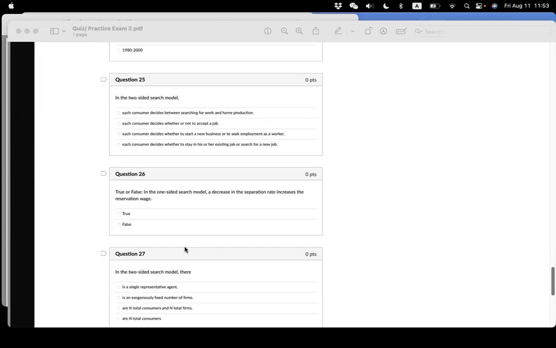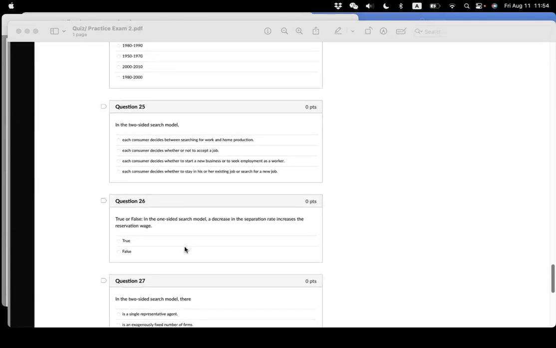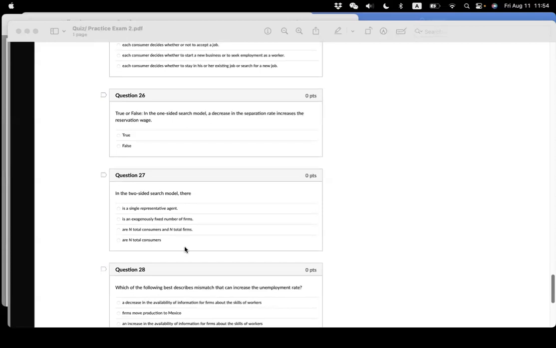Each consumer decides between searching for work and home production, meaning they are going to receive some outside option different from the wage received from a firm, right? So the household is going to decide between these two, I mean, work or stay at home. And a firm is going to decide whether to post a vacancy or not. Now 26, true or false?